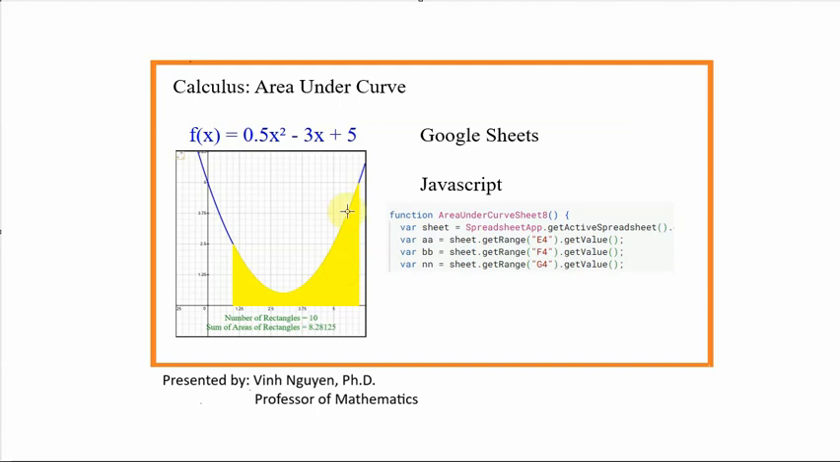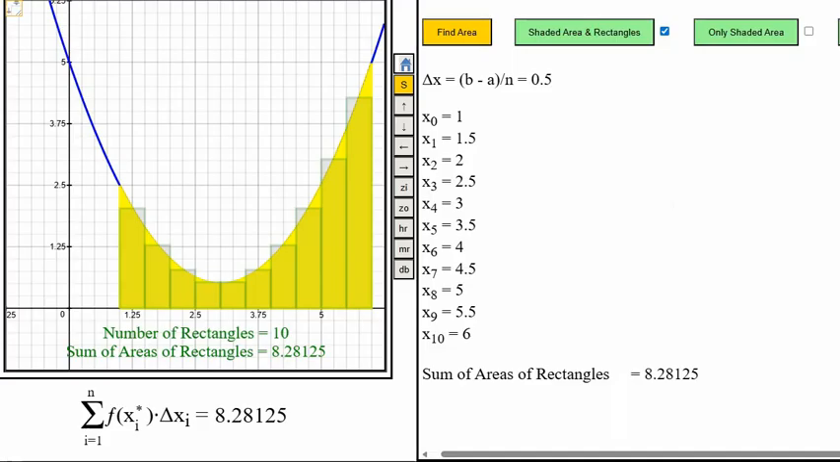In this video, I'm going to show how to find the shaded area right here using Google Sheets and also JavaScript. Here I have the function f of x equal to 0.5x squared minus 3x plus 5, which is this graph right here. And then I want the area between the x-axis and the graph from 1 to 6. So here's the yellow region again.